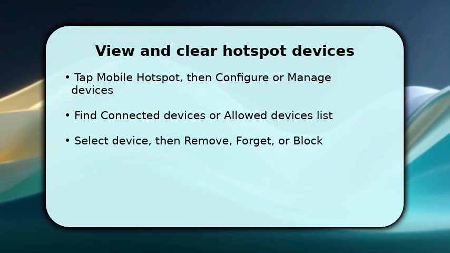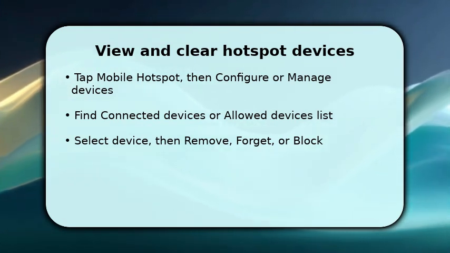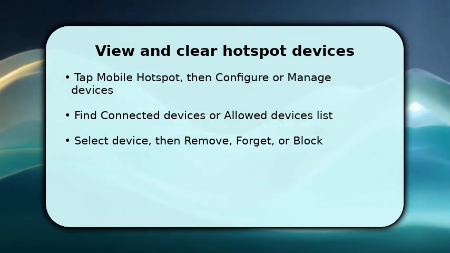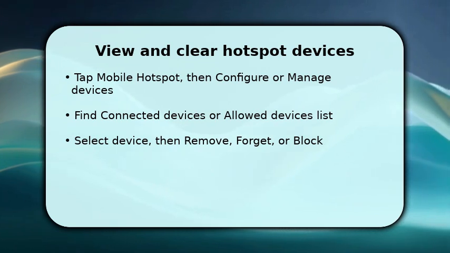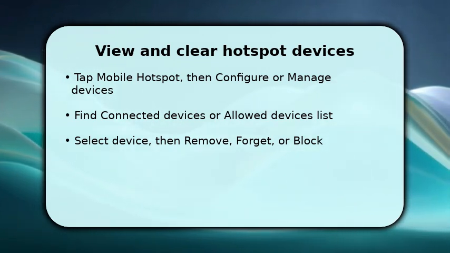Once in Mobile Hotspot, tap Configure or Manage Devices to reveal the list of connected or allowed devices. This is where history accumulates. You should see device names and MAC addresses. Tap the device you want to remove. Choose Remove, Forget, or Block to delete that entry.